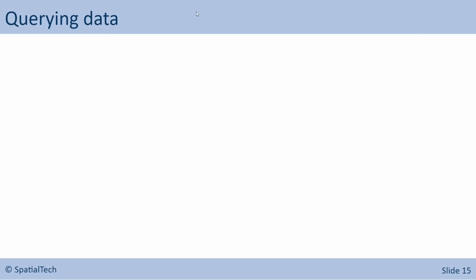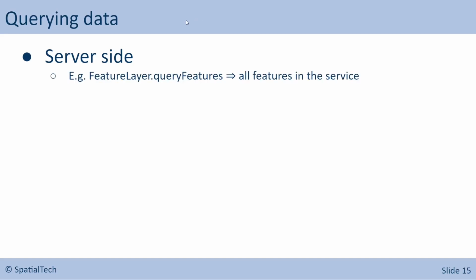So let's talk a little bit about querying data. One, your layer or your view layer needs to support it. We'll start there, but the concept is: are you going to do it server side? If we've got a layer, not a layer view, but a layer, and it's a feature layer, and we call feature layer dot query features, then what's going to happen is we're going to query the service all the way back on the server. And therefore we have all features in the service potentially available to us, all fields and stuff like that.